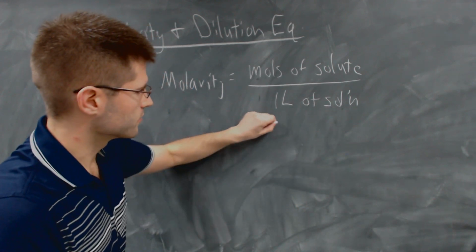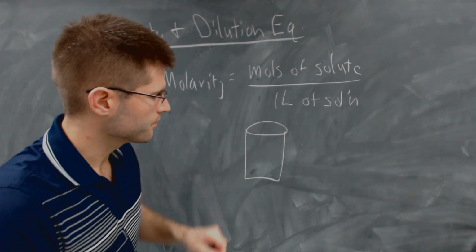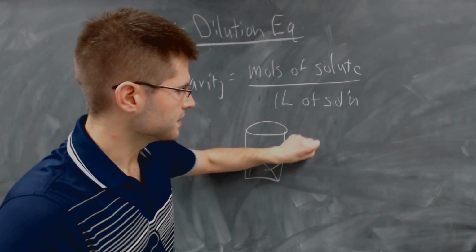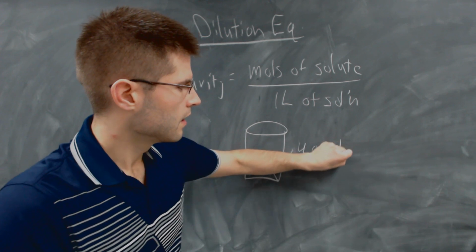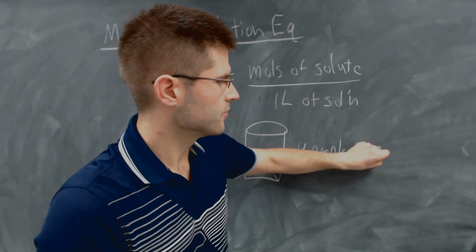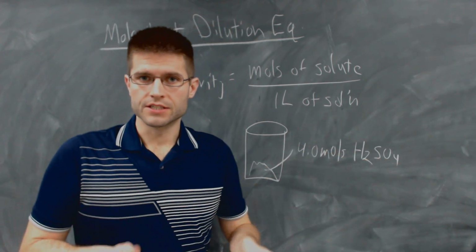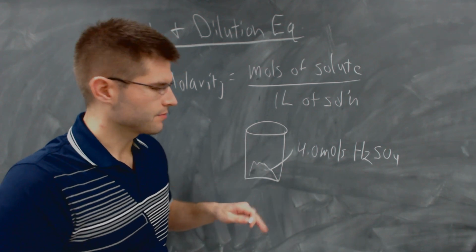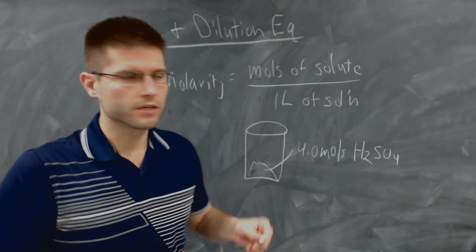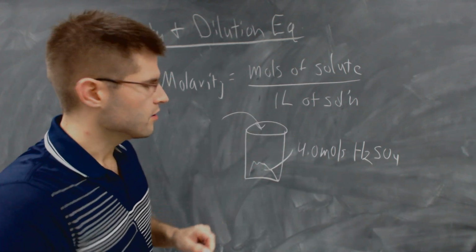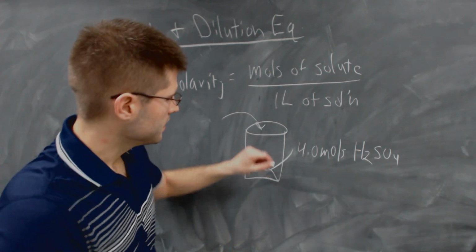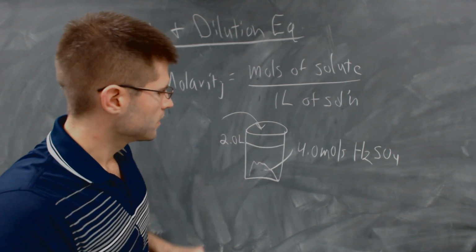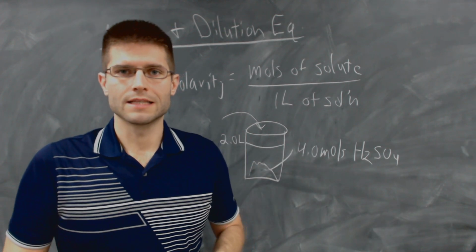So let's take a look at what this would look like. Let's say we have a beaker, and inside of it we have 4.0 moles of sulfuric acid, H2SO4. This is a solid powder. Now what we can do in a laboratory is we can take the solid powder and we can pour in a certain amount of water. So let's say we pour in enough water such that the total solution goes up to 2.0 liters.